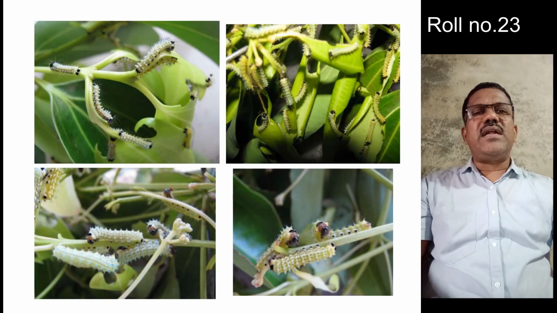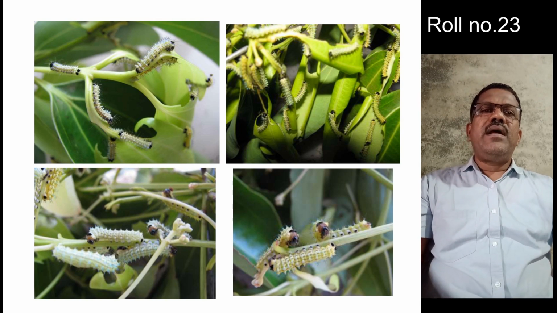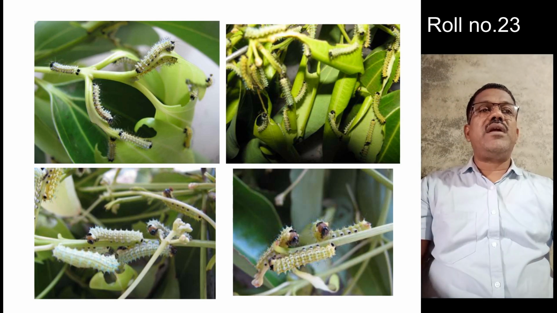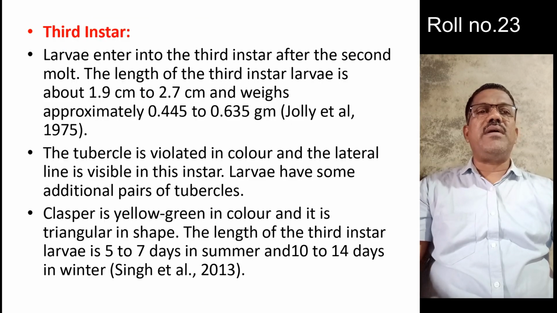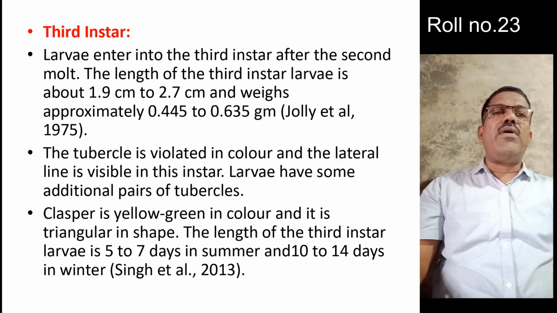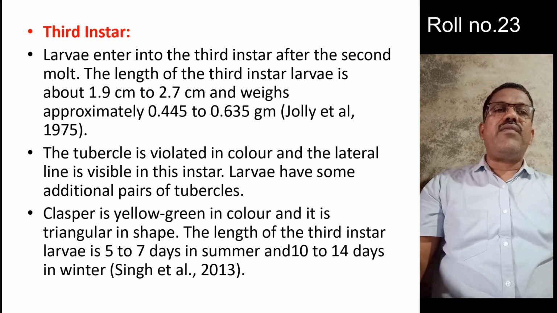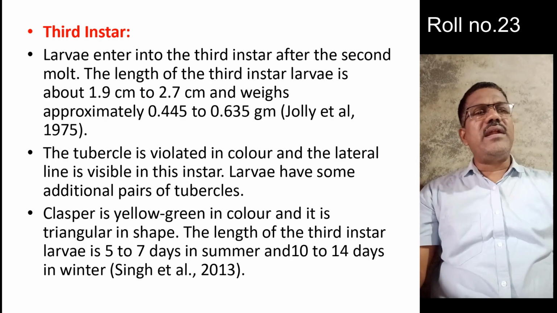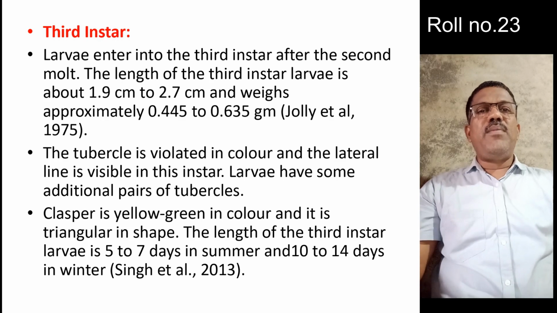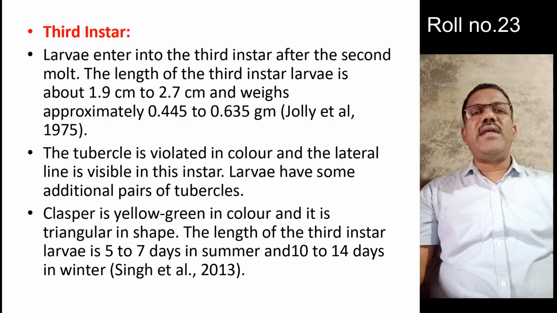After the second instar, the larva pass to the third instar. Larva enter into the third instar after the second molt. The length of the third instar larva is about 1.9 cm to 2.7 cm and it approximately weighs 0.445 grams. The tubercle is violet in color and the lateral line is visible in this instar. Before the first and second instar, the lateral line is not visible.